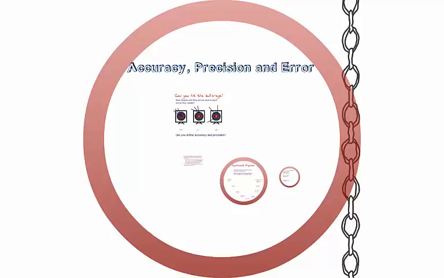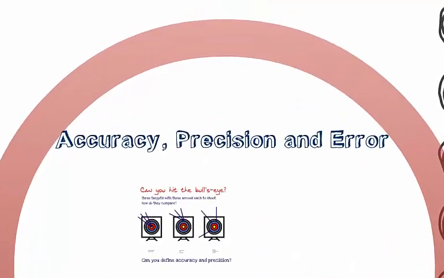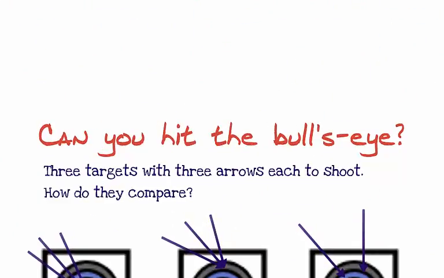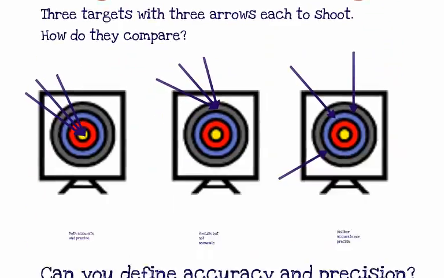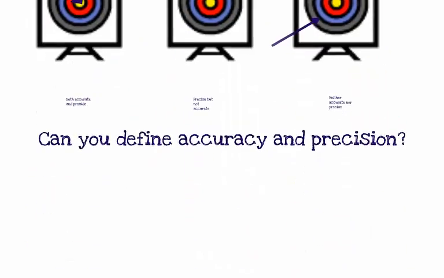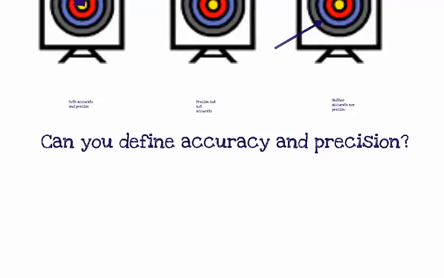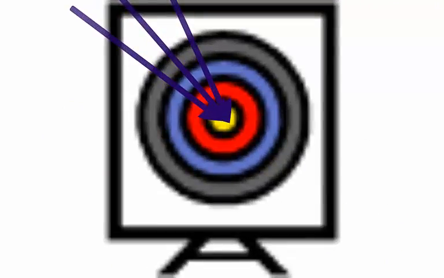Another thing that we want to look at when we're talking about measurement is the idea of accuracy and precision and error. So below me, I have 3 targets, right? And we're attempting to hit the bullseye. So we have 3 arrows in each to shoot, and we're going to analyze each of these different results. So we'll see if after this we can kind of ID what accuracy and precision really means.